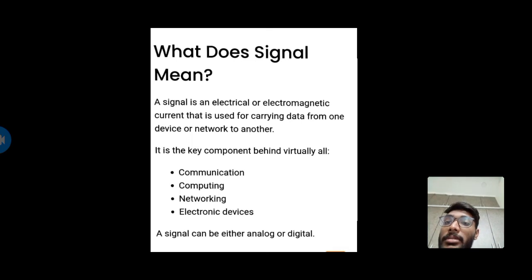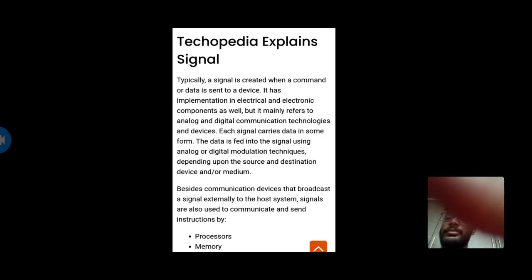What does signal mean? A signal is an electrical or electromagnetic current that is used for carrying data from one device or network to another. It is a key component behind virtually all communication, computing, networking, and electronic devices. A signal can be either analog or digital.